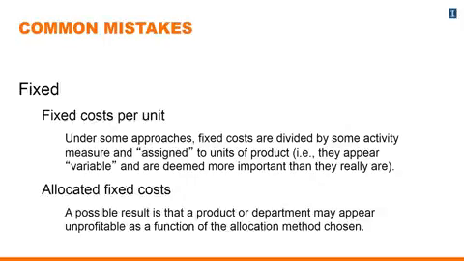Another way in which fixed costs can lead to common mistakes is in the concept of allocated fixed cost. A possible result is that a product or department may actually appear unprofitable as a function of the allocation method chosen. This means that the fixed cost that the firm incurs as a whole is shared across all of the business units, and it can make some business units look less profitable than they really are. If they were to eliminate that business unit, the fixed cost would not be saved, it would just be put back into the pool and allocated to the remaining business units.